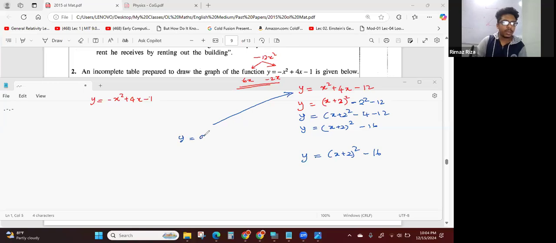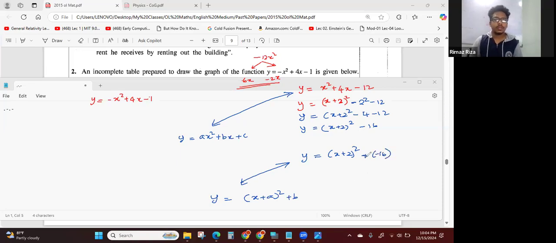So this actually I have written in this form, y equals ax squared plus bx plus c. But here I have written it in this form, y equals x plus a squared plus b. So here b is minus 16, because the minus 16 you can think of as plus minus 16, so plus and minus gives minus. So here a is equal to 2, b is equal to minus 16.